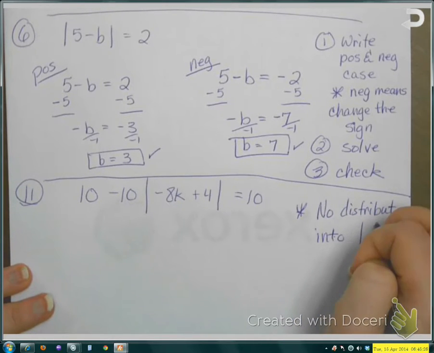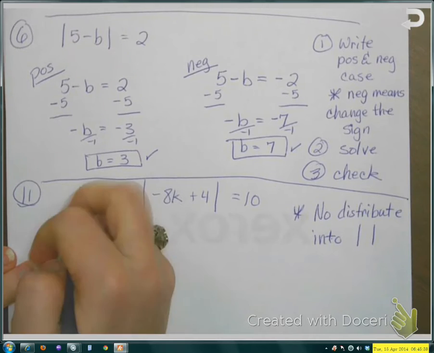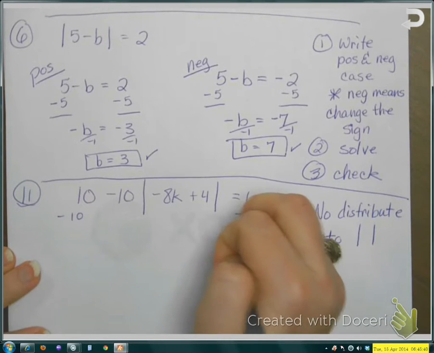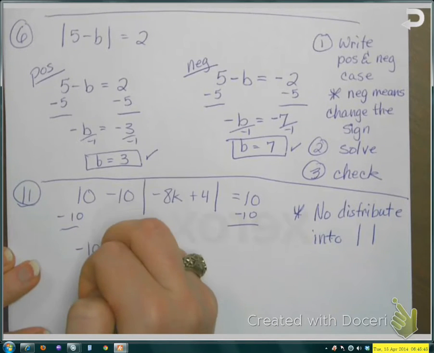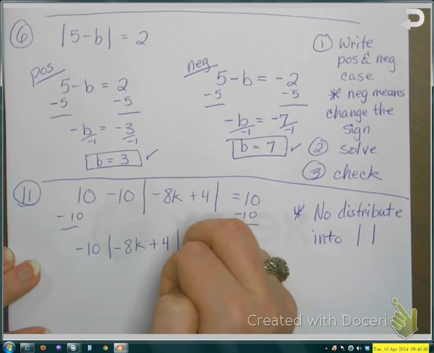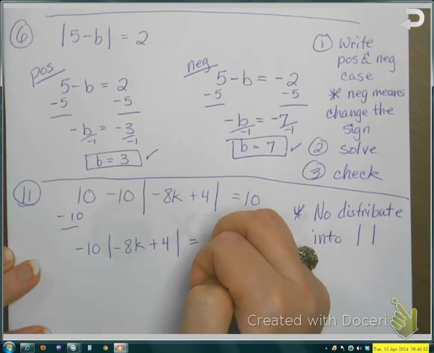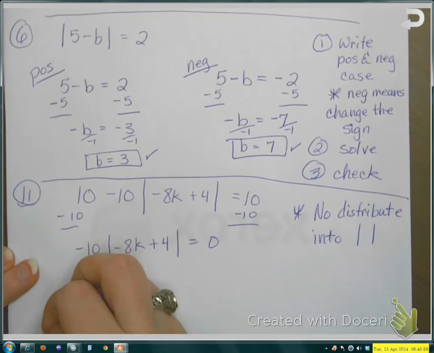Absolute values are not parentheses. It is an operation. So we still need to get rid of those 10s because I need the absolute value by itself. So I'm going to subtract this 10 right here. Subtract the one that's being added. So everything else stays the same. I still have negative 10, absolute value, negative 8k plus 4. Now that's equal to what? 0. What a wonderful thing. Can it equal 0? Yeah, that's okay.